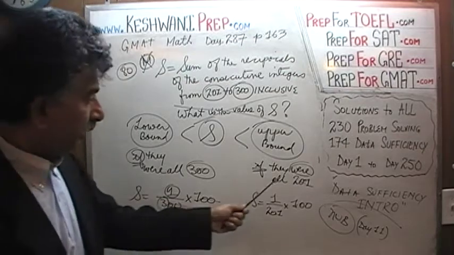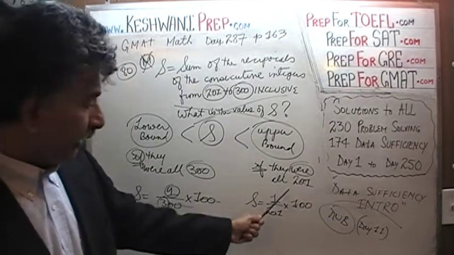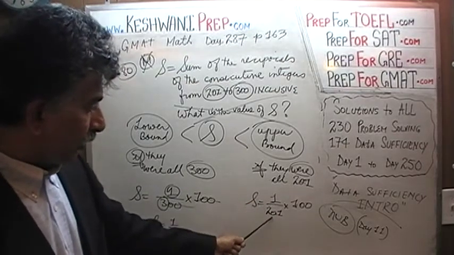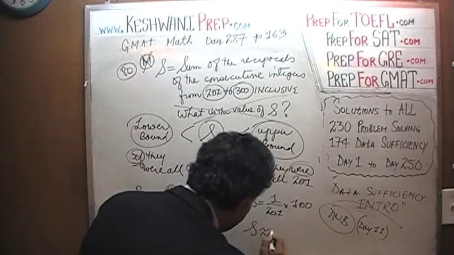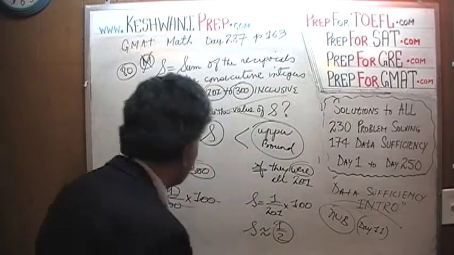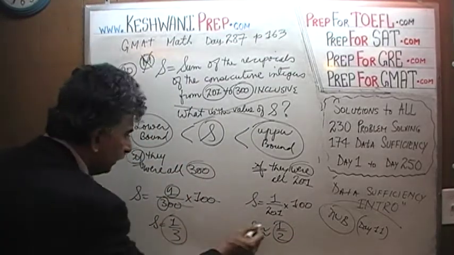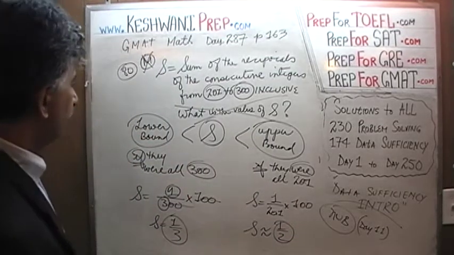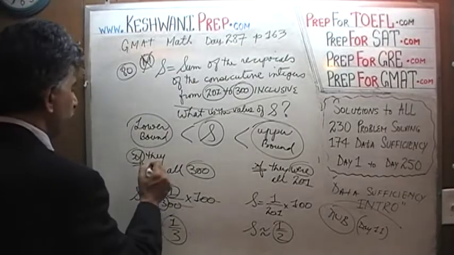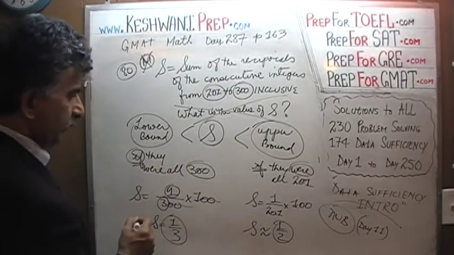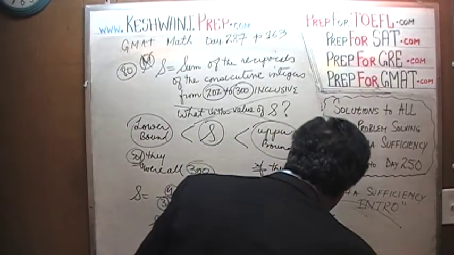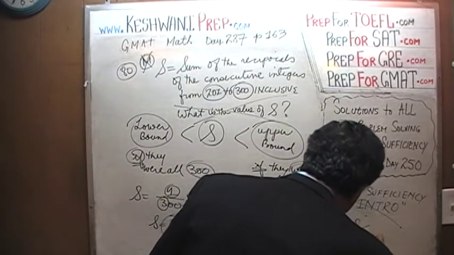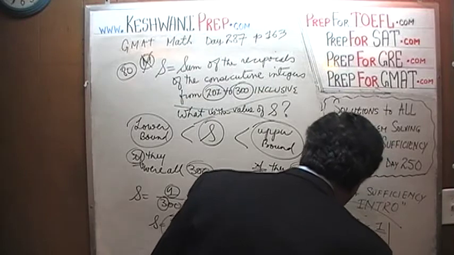On the other hand, if they all happen to be 201, then the sum is going to be 1 over 200 times 100, which is approximately, in this case, S is going to be approximately half. There you go. It's between 1/3 and 1/2. The lower bound is 1/3, and the upper bound is 1/2.